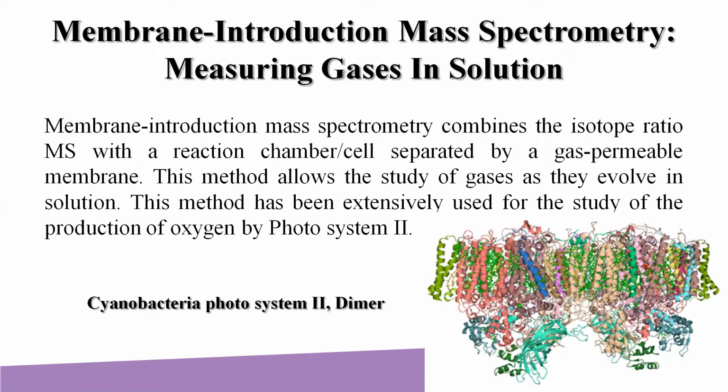Next is membrane introduction mass spectrometry, measuring gases in solution. Membrane introduction mass spectrometry combines the isotope ratio MS with a reaction chamber cell separated by a gas permeable membrane. This method allows the study of gases as they evolve in solution. This method has been extensively used for the study of the production of oxygen by photosystem II. This is the structure of cyanobacteria photosystem II in the form of a dimer.